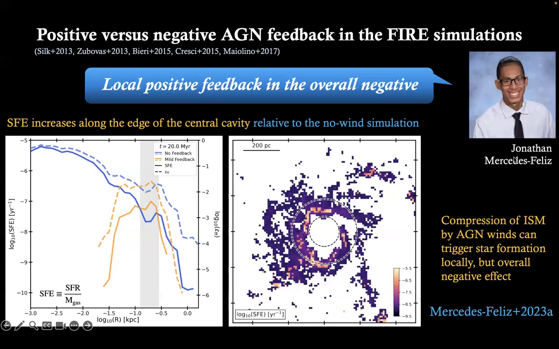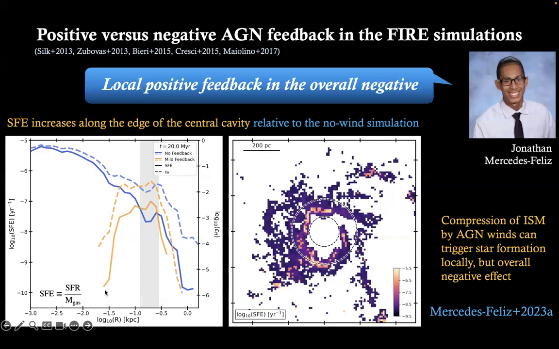So this is what my student, Jonathan Mercedes Feliz, has done. And what he finds is that indeed AGN winds can trigger star formation locally, but the overall effect is still negative. The plot on the left shows the star formation efficiency as a function of distance from the black hole. The blue line corresponds to a simulation without AGN winds, reaching very, very high star formation efficiencies at the center of the galaxy.